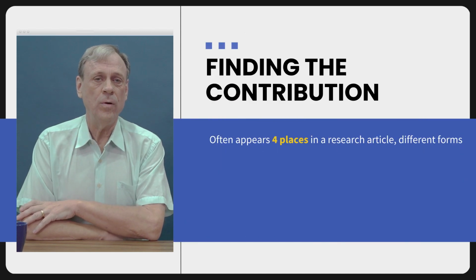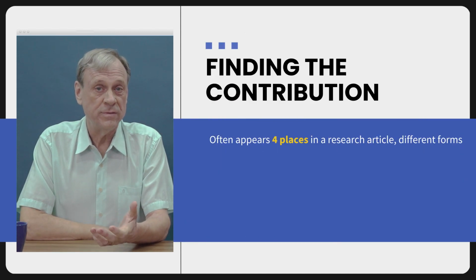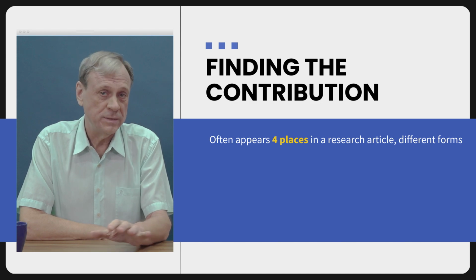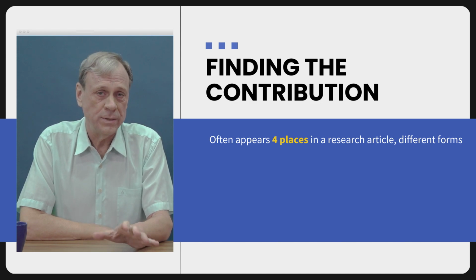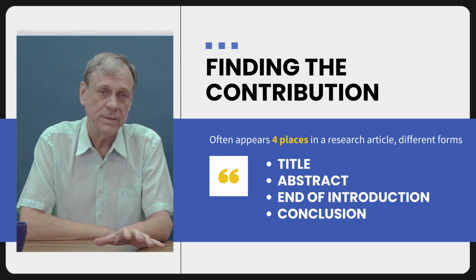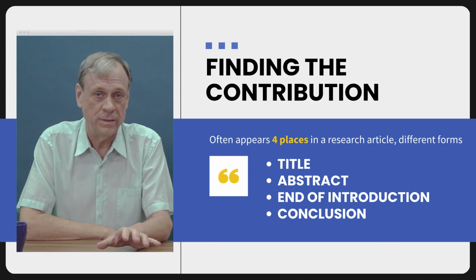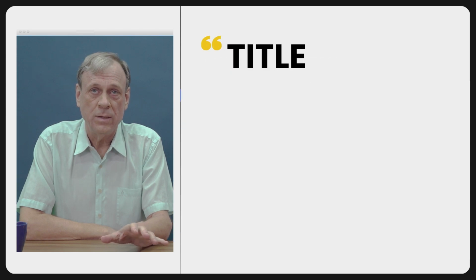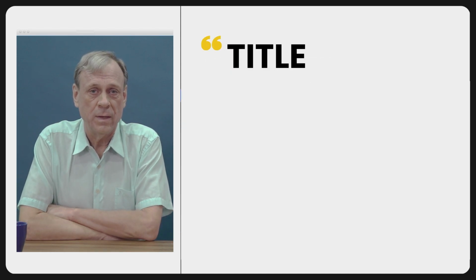And so there are 4 places in an article that you can find the contribution, and some are clearer than others, but it usually appears in some form in the title, the abstract, at the end of the introduction, and the conclusion. So let's look first at the title.